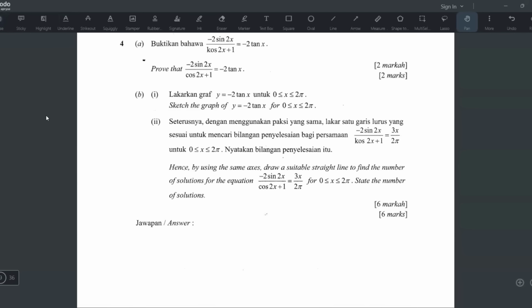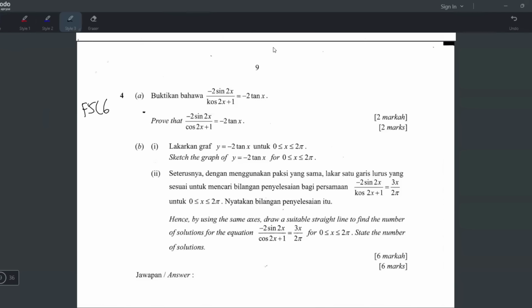All right, let's do part A of number 4. This one has sin, cos, tan, so it is confirmed from Form 5, Chapter 6, called trigonometry. For part A, I will just prove it up here, hopefully there's enough space. For trigonometry questions, there are 4 types. The first type is they ask you to find something in terms of theta. The second type is they ask you to find theta. The third type is the proving question, and the fourth type is the sketch question. So this one is the proving question.